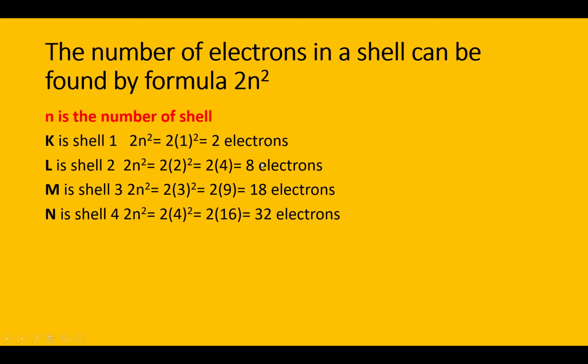The number of electrons in a shell can be calculated by the formula 2n squared, where n is the number of the shell. K is the first shell around the nucleus. So for K, n is equal to 1. We put 1 as the value of n, so the answer is 2 electrons. Again, L is the second shell. So over here, n is replaced with 2. The square of 2 is 4. 4 into 2 is 8. So the L shell consists of 8 electrons. In a similar way, for M and N, the values of n are placed and the number of electrons is calculated.